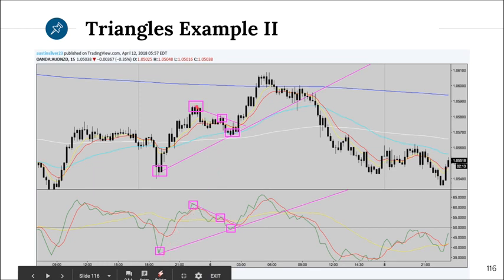Because you can see if you were to draw a third line right here, you'd have a nice three-sided triangle. That triangle formation is broken right here, and that's where we will potentially look to find S2 entries. That's as far as we're going to go in this chapter.